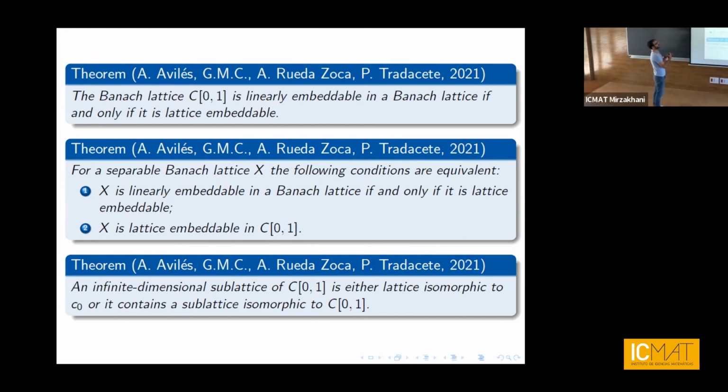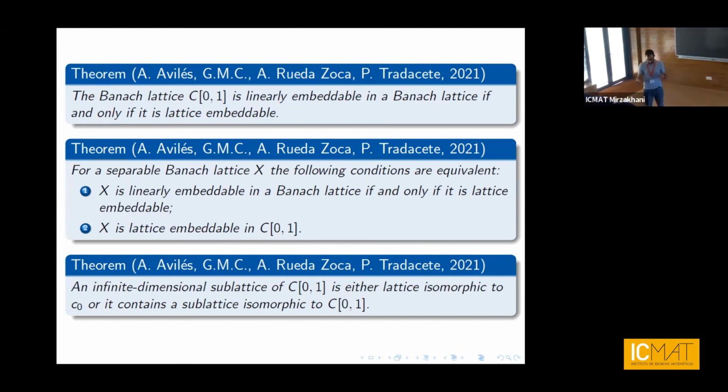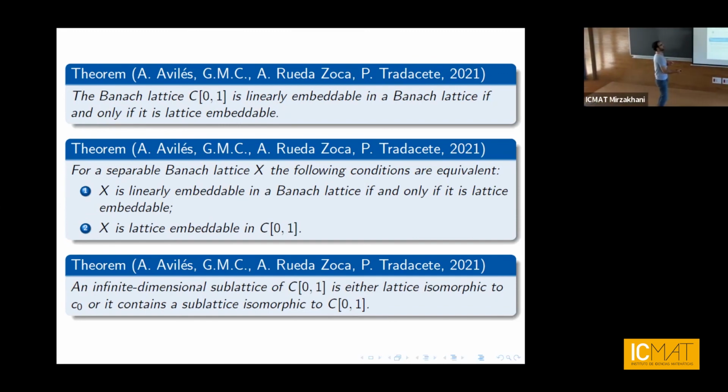If we have an embedding of X into a Banach lattice Y, then since C of the unit interval is linearly embedded into X, by the main result it is lattice embedded into Y. But since X is lattice embedded into C of the unit interval, then X can be lattice embedded into this lattice Y. So this is more or less, let's say, a standard sandwich argument.